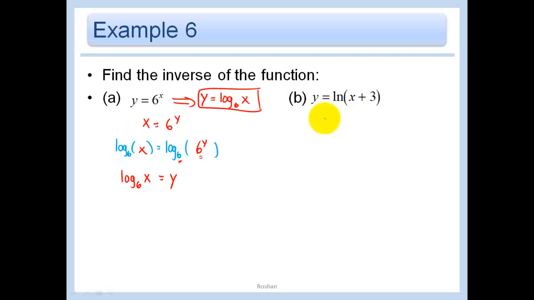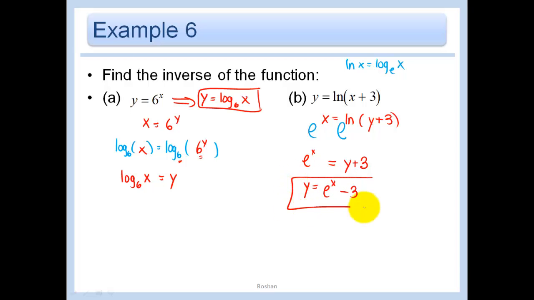Let's do the same thing over here. x equals ln y plus 3. What undid an ln? Remember, ln of x is just log base e of x. So to undo an ln, you just need an e. So both sides, if you do e to that and e to this, since the e and the ln undo one another, we are just left with y plus 3 over here equals e to the x power. Subtract 3 from both sides, y equals e to the x minus 3. And that is our inverse.